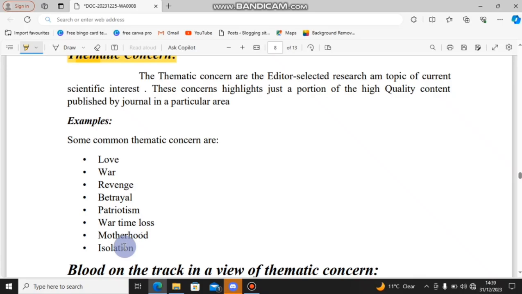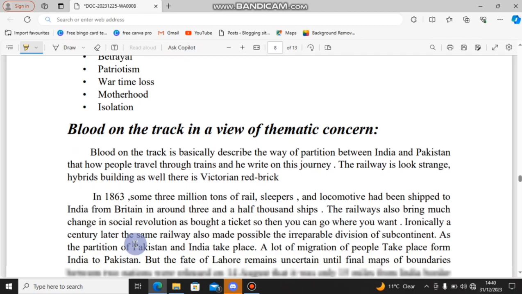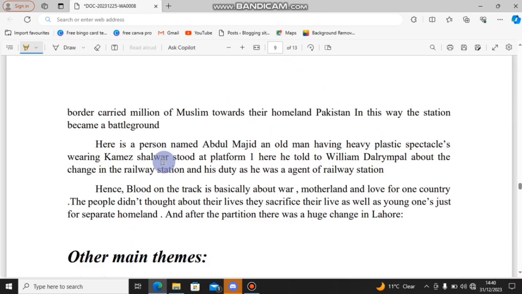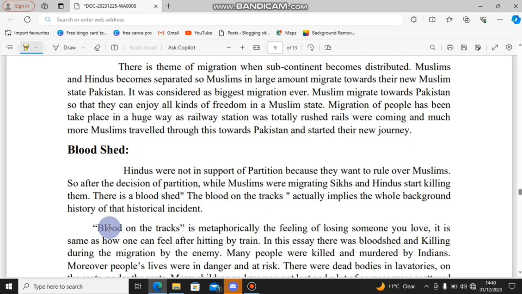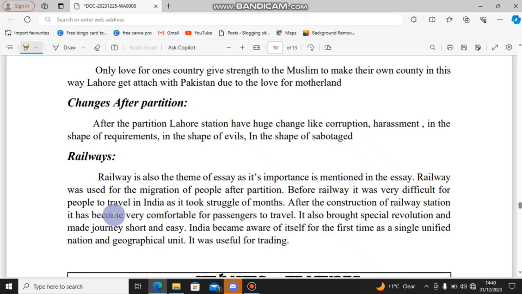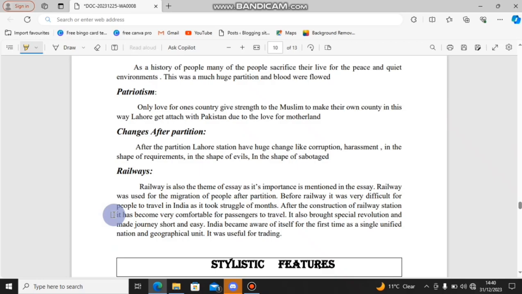Blood on the Tracks in view of thematic concern. Blood on the Tracks basically describes the partition between India and Pakistan, how people traveled from India to Pakistan using the railway station of Lahore. So migration, bloodshed and live history, and also patriotism again, changes after partition, and most important, railways are also themes of this article. So there are a total of 12 themes from this article, Blood on the Tracks.